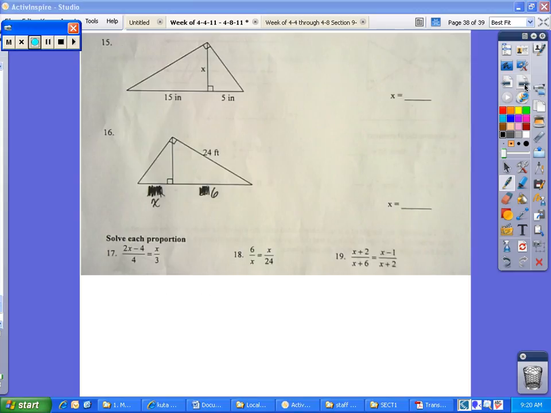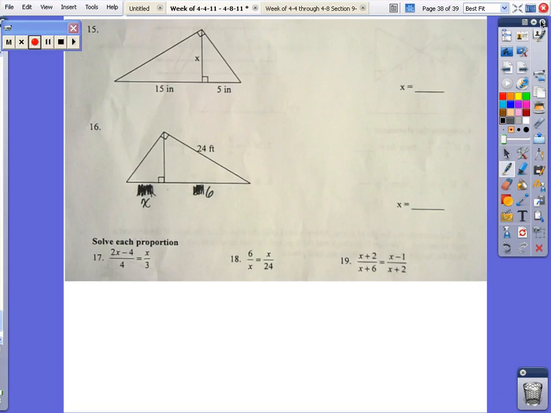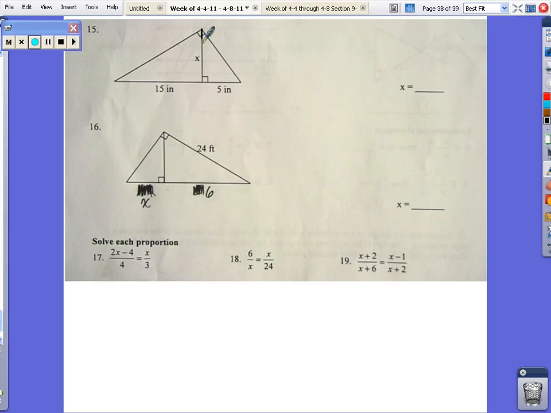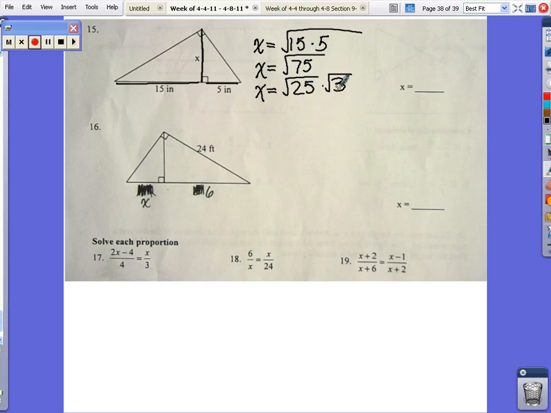Alright, number 15. On number 15, I want to find the altitude. So therefore, if I want to find the altitude, I know I'm going to do part times part. So x equals the square root of 15 times 5. So x equals the square root of 75. To simplify 75, I know that 25 is a perfect square factor. So I'm going to now simplify the radical of root 25 times 3. And therefore the square root of 25 is 5, so 5 root 3 is the value of x.